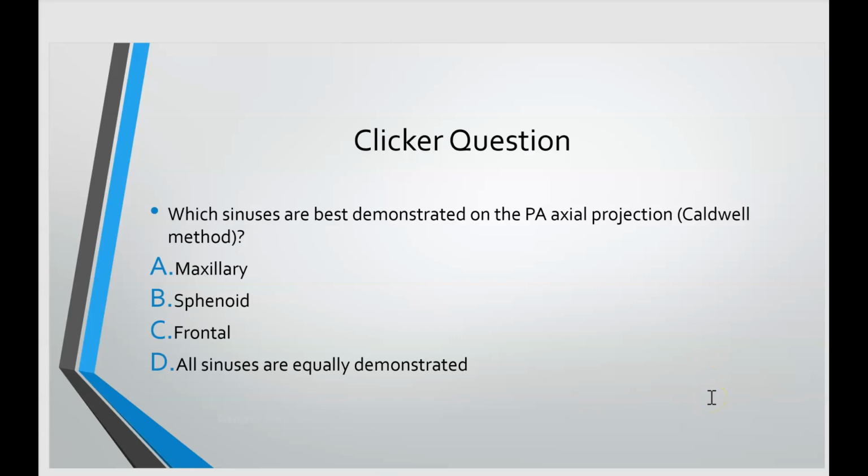Which sinuses are best demonstrated on the PA axial projection, the Caldwell method? Maxillary, sphenoid, frontal, or all of them are equally demonstrated? Okay, and the answer is the frontal. So remember what is up against the IR and what you have the best picture of, and that is your frontal sinuses.